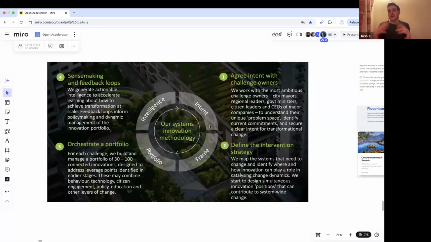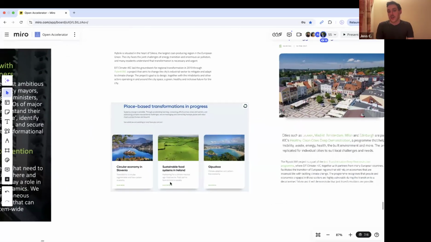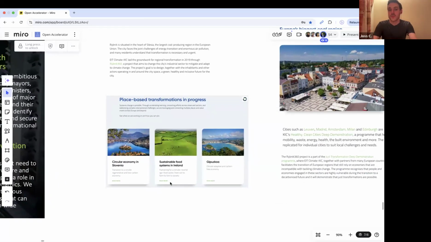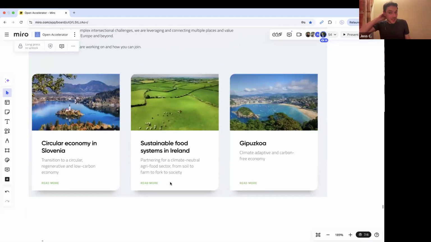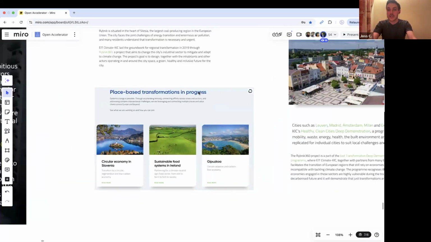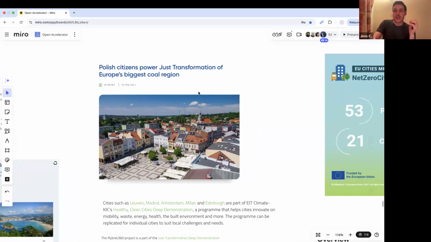They're working at quite a larger scale with different institutions. You can see here some of their initiatives. You can see the link there: circular economy in Slovenia, sustainable food systems in Ireland, where I am right at the moment, climate adaptation and carbon-free economy. Here's a good case study in Poland, the Just Transition lab that they ran in Poland to try and shift a region away from coal as its primary economic activity, and shift it to clean energy.